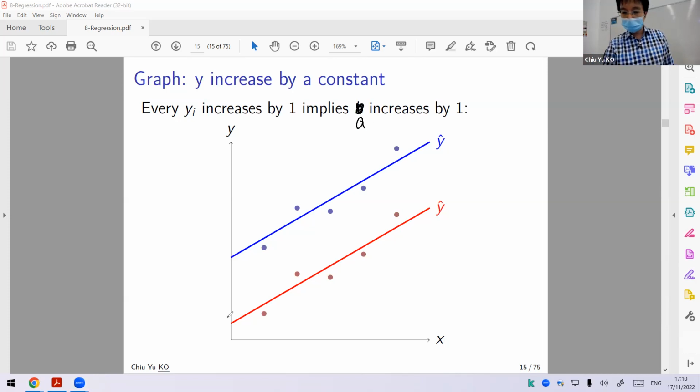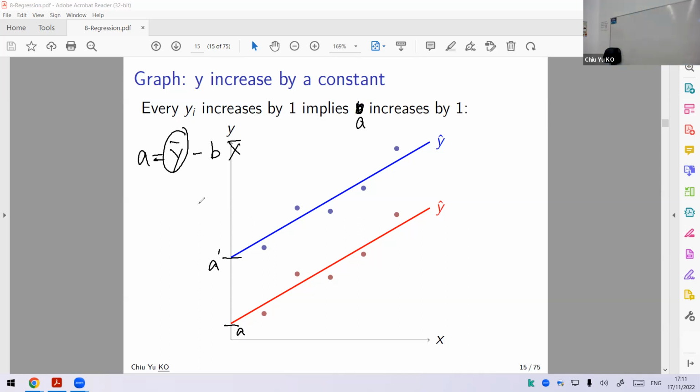A, okay, this is A here. If y goes up by 1, A goes up by 1, right? How you get this result is coming from the fact that A is y bar minus b x bar, right? So if every y goes up by 1, it means y bar goes up by 1 as well. Is that clear?